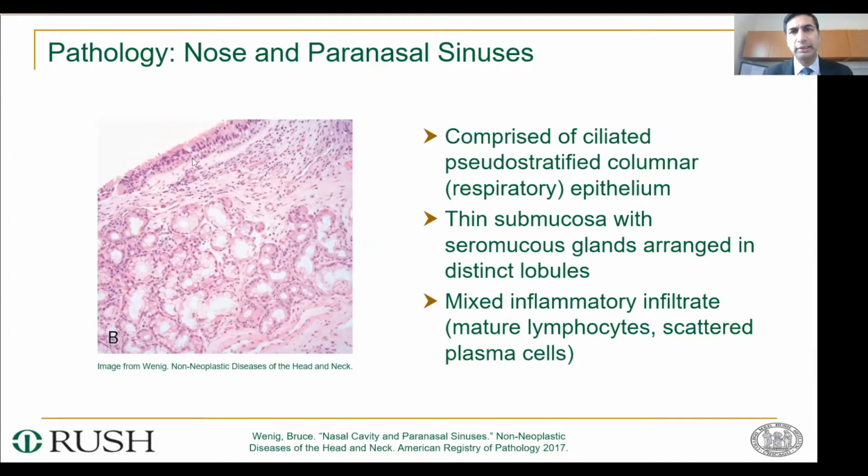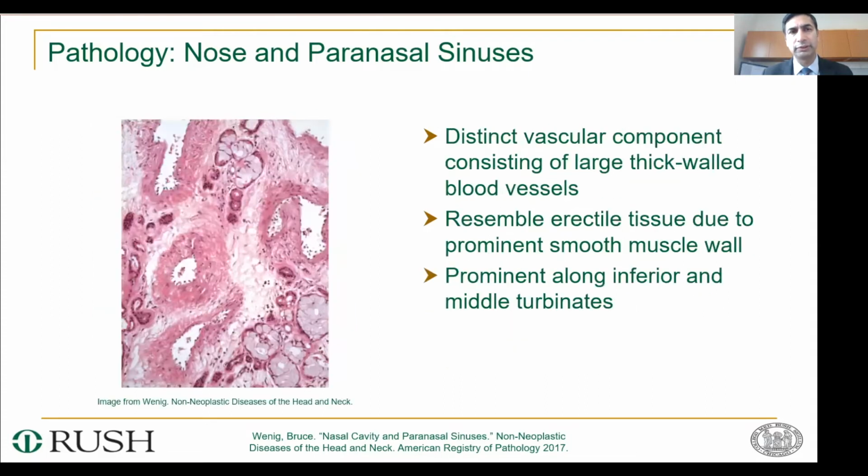You see the ciliated pseudostratified columnar epithelium. This sits on top of thin submucosa with the seromucinous glands that you see here that are arranged in very distinct lobules. At baseline, there is a mixed inflammatory infiltrate in the normal mucosa. And this is comprised of mature lymphocytes and scattered plasma cells. And you'll notice that as we look at tissue from patients with chronic rhinosinusitis, specifically in the setting of nasal polyps, this inflammatory infiltrate will skew more to eosinophils.